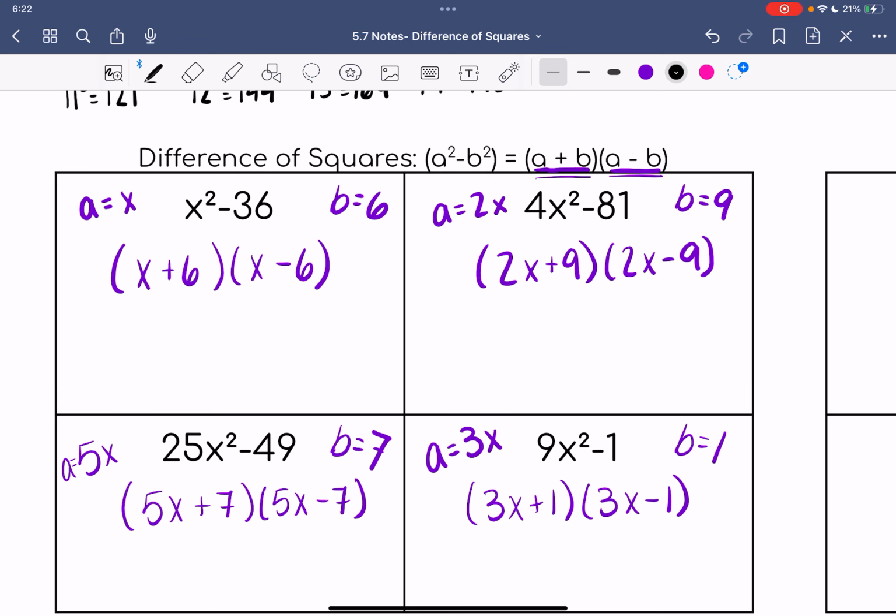Once we figure out that it's perfect squares and it's a difference, then it's the square root of your first term, the square root of your second term, and it's 1 plus version and 1 minus version.